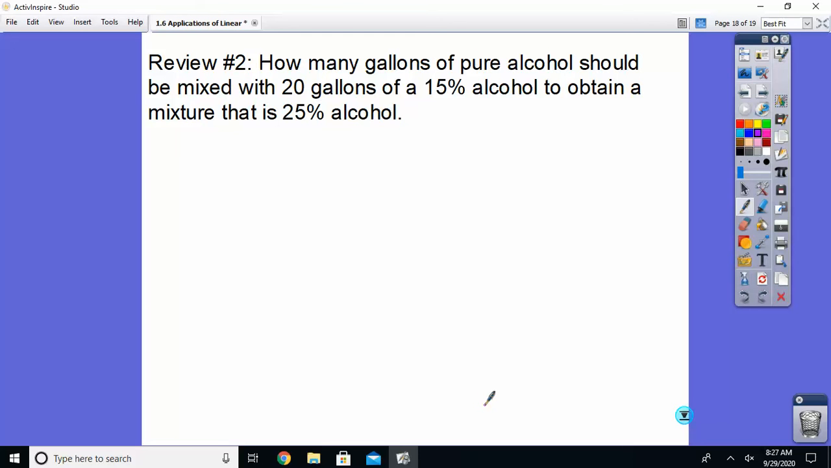How many gallons of pure alcohol should be mixed with 20 gallons of a 15% alcohol to obtain a mixture that is 25% alcohol? So this is one of the mixture problems. What do we do? Go to our table. Formula across the top, what do we put?